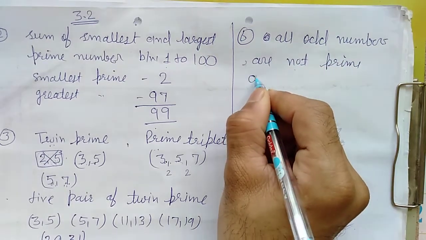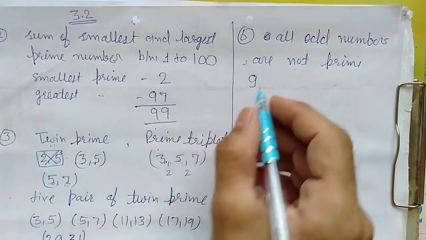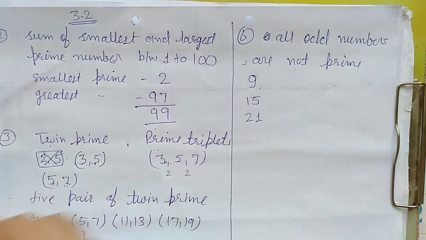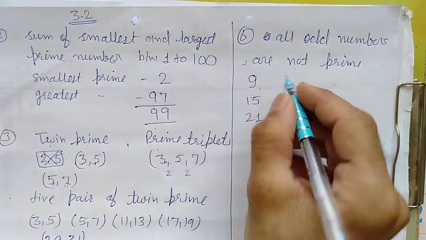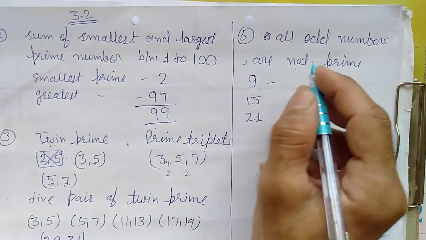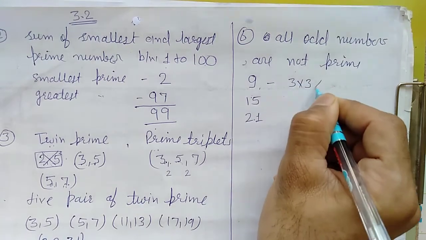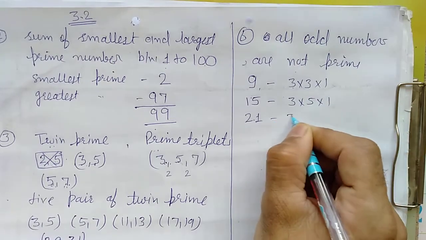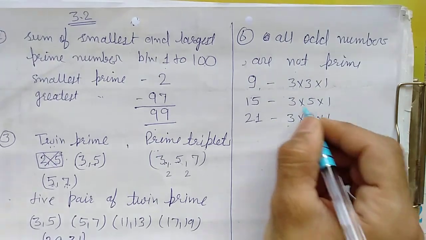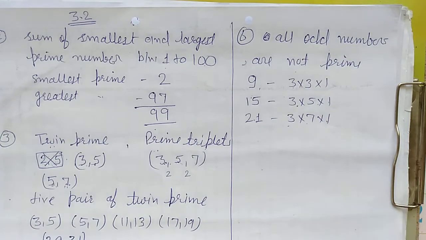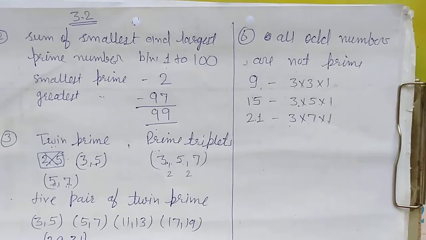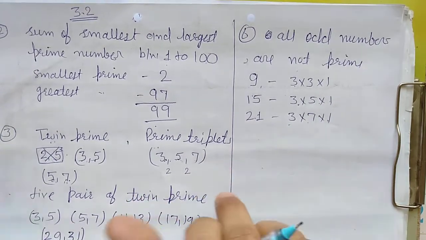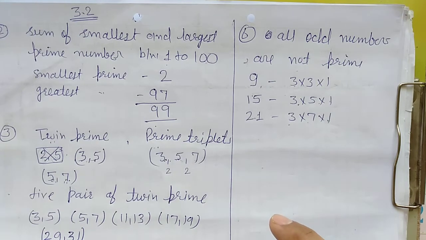Why? See, this is an odd number 9. This is an odd number, that is 15. This is also an odd number 21. These are odd but not prime. Why? Because they are having factors more than 2. Like 3 multiplied by 3 multiplied by 1. Here 3 multiplied by 5 multiplied by 1. Here 3 multiplied by 7, 3 factors are there, and according to prime number exactly 2 factors should be there. It means these are not prime number but they are odd number, right?